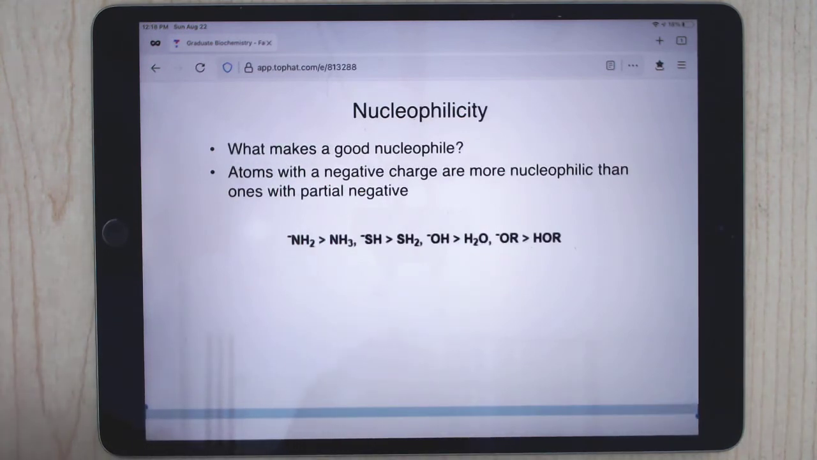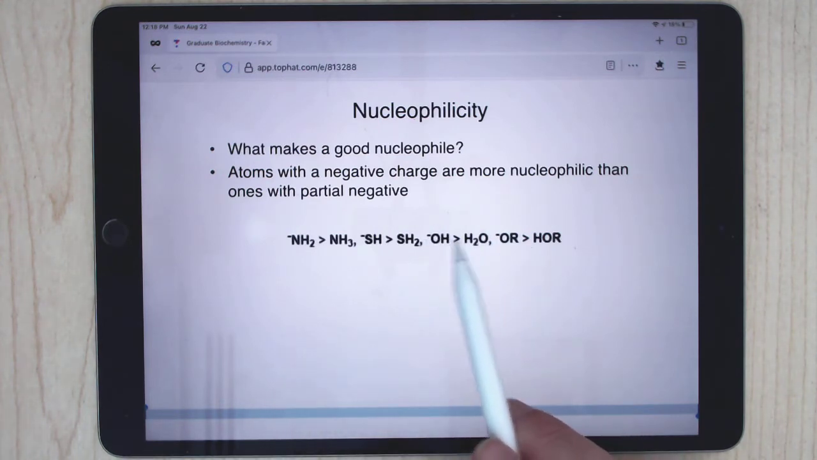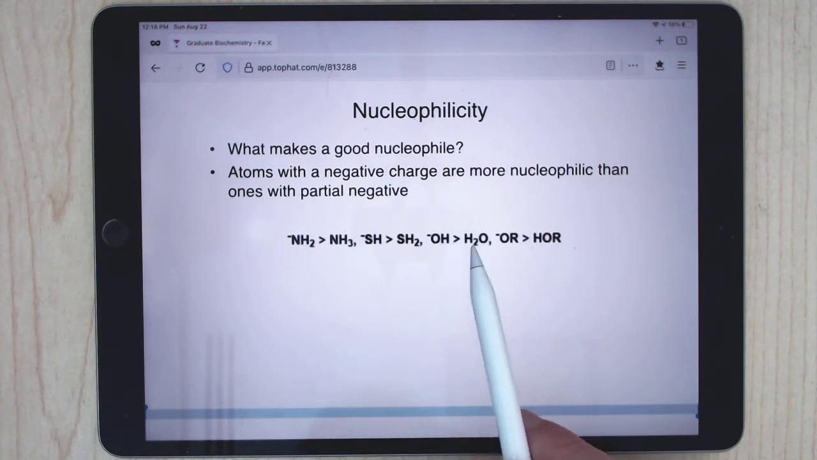Now for nucleophilicity, when you're comparing different versions of atoms, typically the negative version of the atom is going to be more nucleophilic than if you only have a partial negative. The easiest one to think about is OH minus versus water. Water is not particularly nucleophilic, but OH minus is. So negative charge is usually better than neutrals when you're looking at the same atom.